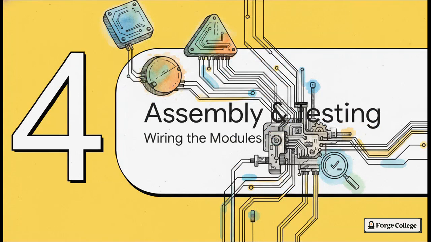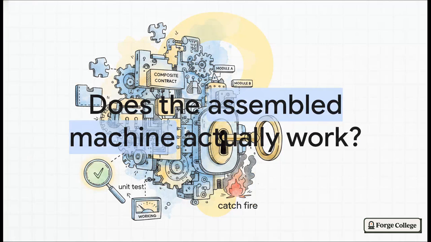Okay, we have our 3 isolated modules built. Now for Section 4, Assembly and Basic Testing. Naturally, as anyone going through Forge College learning programs will tell you, we absolutely never deploy a machine without thoroughly testing what we just built. So we've written the isolated code, we've stitched together a composite contract using inheritance, and we've locked it down tight. The million-dollar question is, does the assembled machine actually work? We need to run our first local unit test to make absolutely sure this thing doesn't immediately catch fire the second we turn the key.